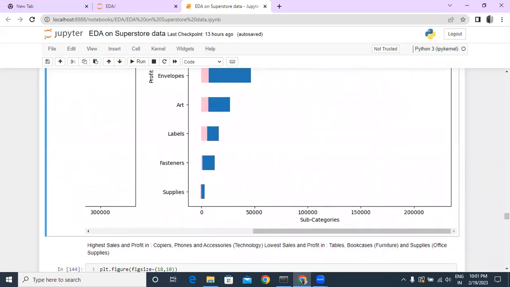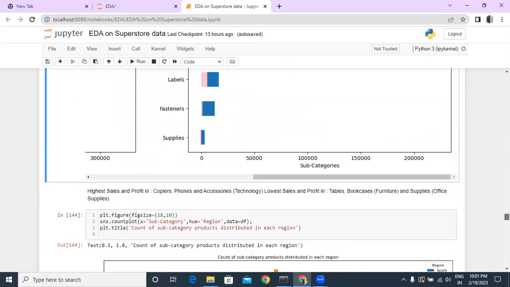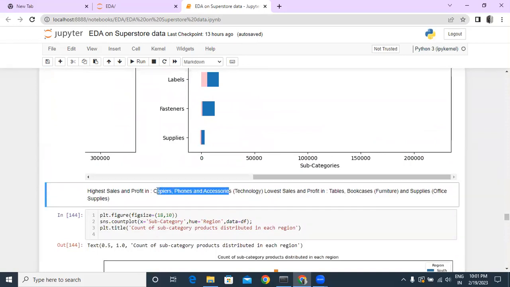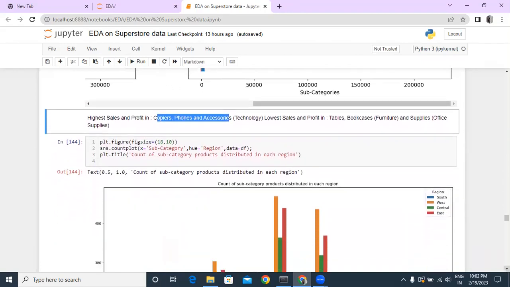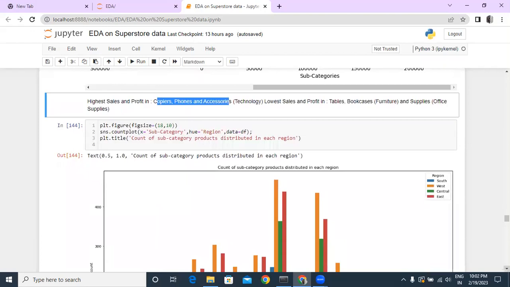I hope it's visible. So yes, now we saw that the highest sales were in copiers, phones and accessories. That was very clear from the all categories graph, and the lowest sales and profit were from tables and bookcases. So let's move on further, and let's see that we are plotting the count plot of the subcategory along with the region.